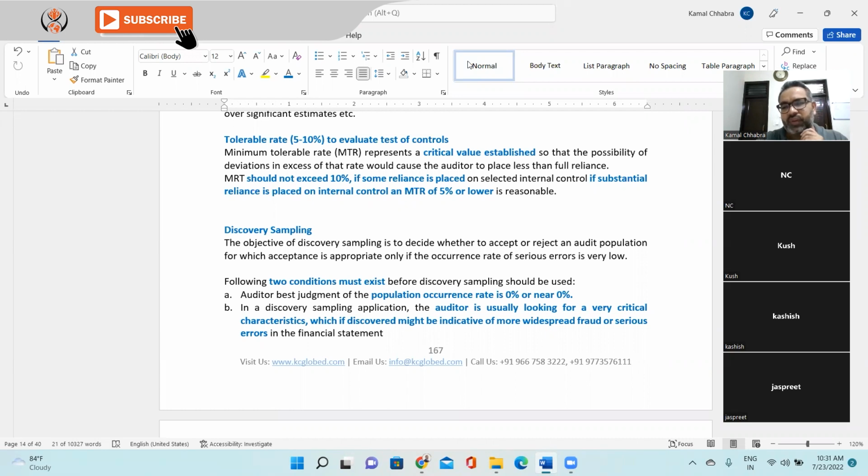Do you guys remember that materiality topic which we studied in the last chapter? Or has it all gone into cold storage? We calculate the overall materiality, then we calculate the performance materiality, and then we calculate the tolerable.